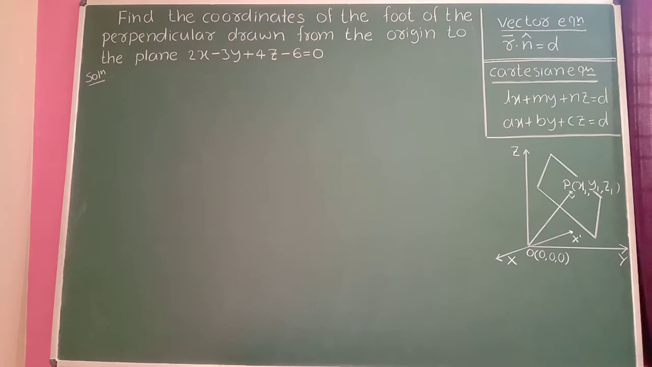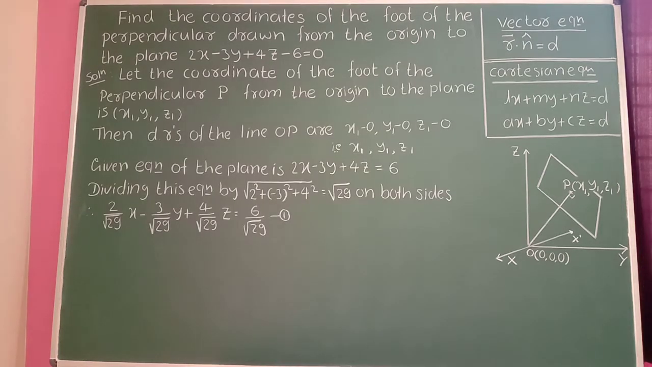Find out the coordinates of the foot of the perpendicular drawn from the origin to the plane 2x minus 3y plus 4z minus 6 equal to 0. Here this is the plane, and P(x1, y1, z1) is a point on this plane so that OP is perpendicular to this plane. This point P is called the foot of the perpendicular.